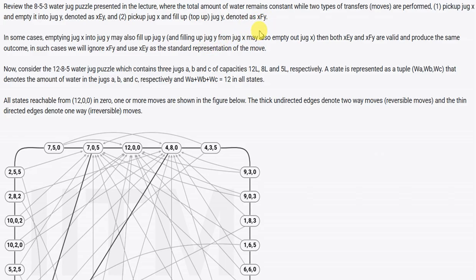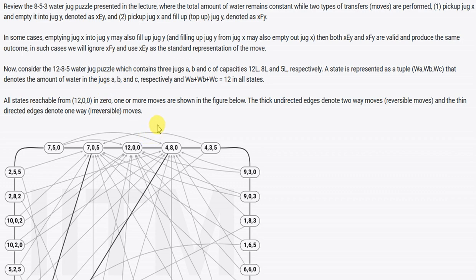Now what it will do is fill up Y. It will not make sure if X is emptied or not. In some cases, emptying jug X into Y may also fill up jug Y, and filling up jug Y from jug X may also empty out jug X. So then both XEY and XFY are valid, right? And produce the same outcome. In such cases, we will ignore the fill up process and just use emptying, because in some cases emptying a jug also fills up the jug. So in that case, we will call this just emptying the jug.